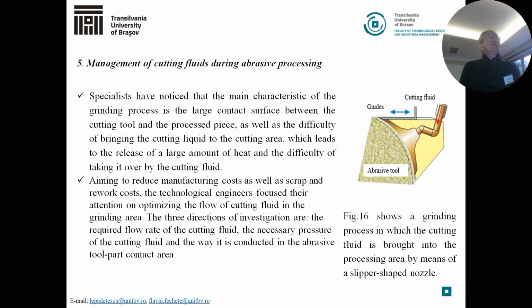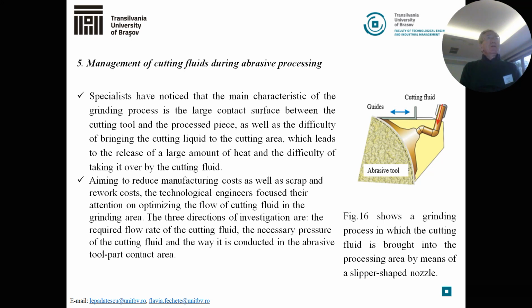Management of the cutting fluid during abrasive processing. Specialists have noticed that the main characteristic of the grinding process is a large contact surface between the cutting tool and the processed piece, as well as the difficulty of bringing the cutting liquid to the cutting area, which leads to the release of a large amount of heat and difficulty of taking it over by the cutting fluid. Aiming to reduce manufacturing costs as well as scrap and rework costs, the technological engineers focused their attention on optimizing the flow of cutting fluid in the grinding area.